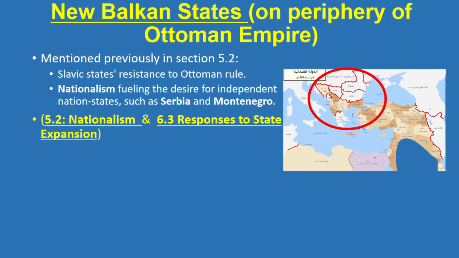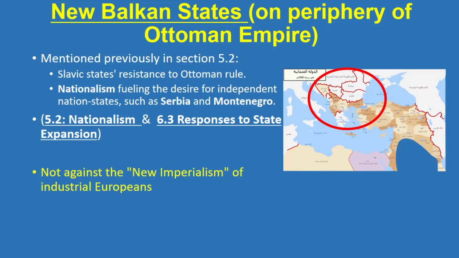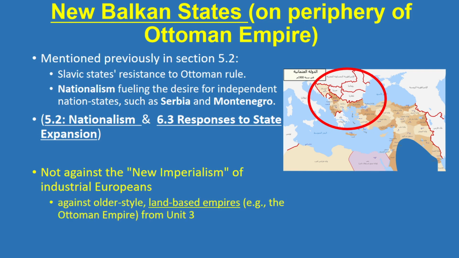So this knowledge is useful for both 5.2 and 6.3. It's a twofer. To be clear, this was not a resistance to the new imperialism of industrialized Europeans we saw in 6.2, but a resistance to the more old-fashioned Unit 3 style land-based empires. But it still counts as indigenous resistance to imperial rule. It just happens to be indigenous Europeans resisting their Turkish rulers.